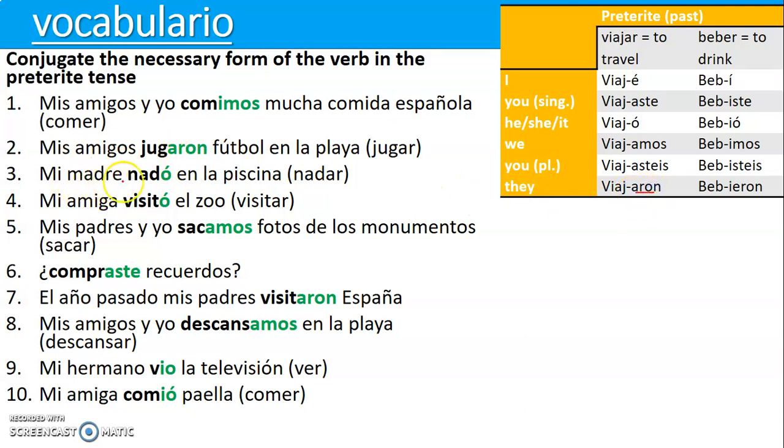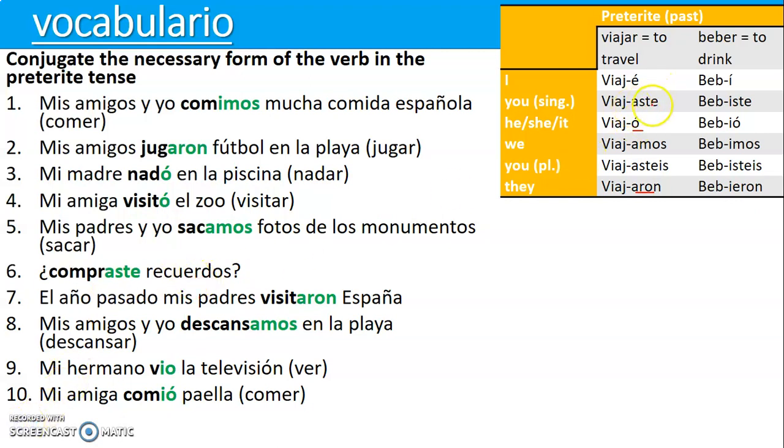Mi madre is a she, nadó en la piscina, so my mum swam in the pool. Mi amiga, again, is a she. Visitó, visited the zoo, this ending. Mis padres y yo, so my parents and I, we took photos. There's the ending. This is did you buy souvenirs?